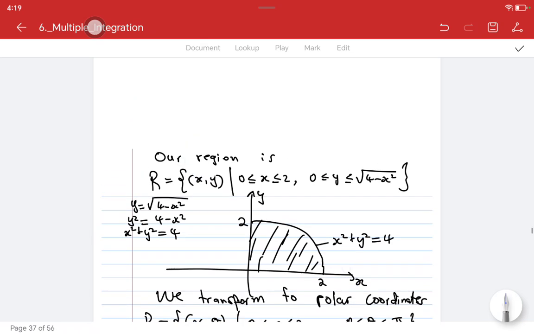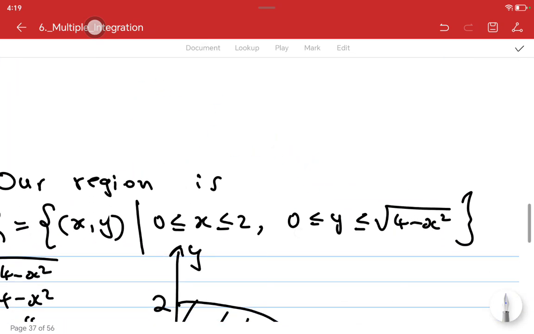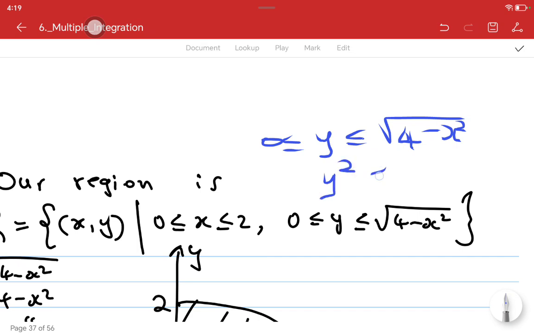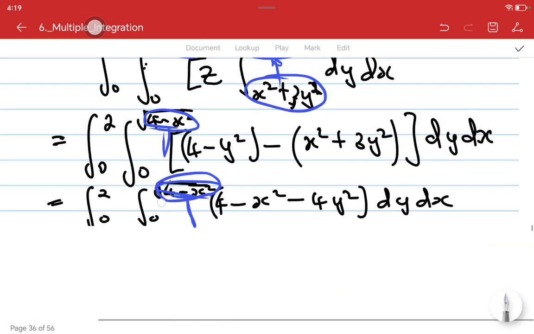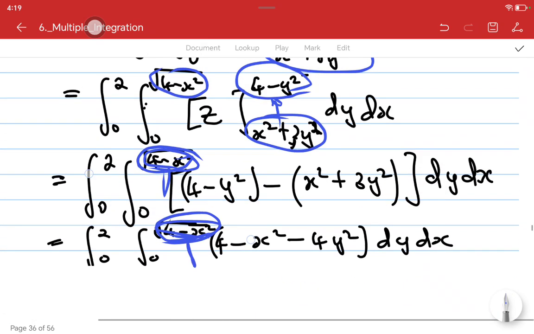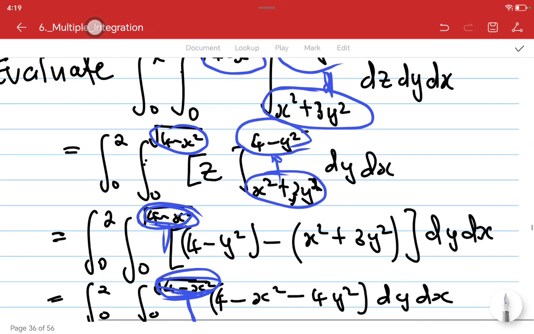So let's see this one. They said 0 less than or equal to y less than or equal to root of 4 minus x squared. If I square both sides, this will be y squared plus x squared equals 4. And this one can contribute to a circle. Then you can also check the other ones. This one contributed to a circle, it means that this one will also contribute. So you can change this to polar.